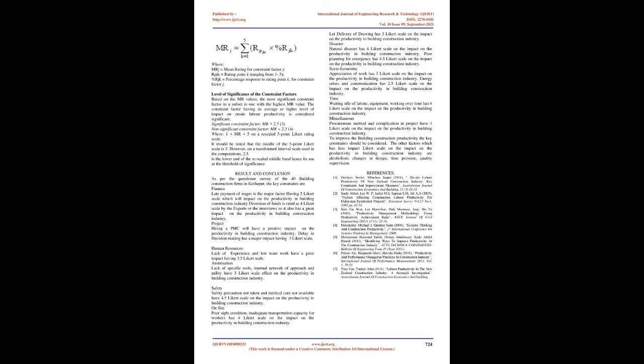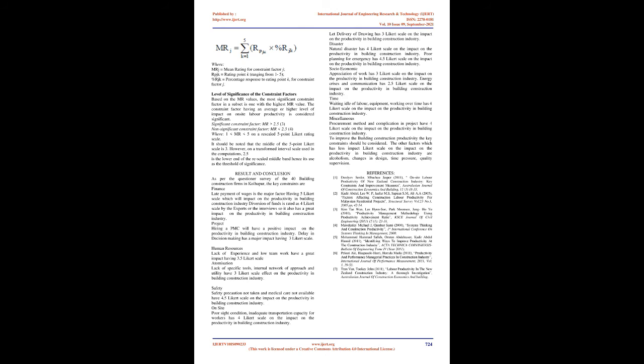Safety. Safety precautions not taken and medical care not available have 4.5 Likert scale on the impact on the productivity in the building construction industry. On-site. Poor site condition and inadequate transportation capacity for workers have 4 Likert scale on the impact on the productivity in the building construction industry. Late delivery of drawing has 3 Likert scale on the impact on the productivity in the building construction industry.